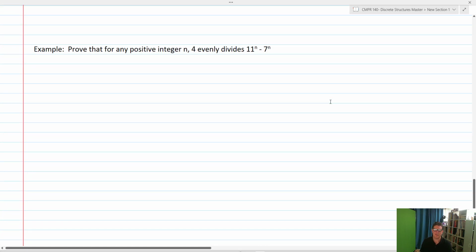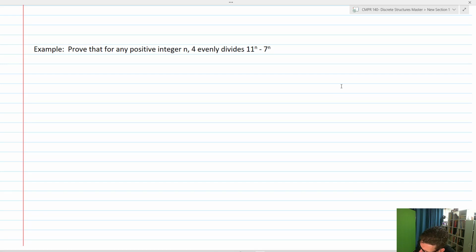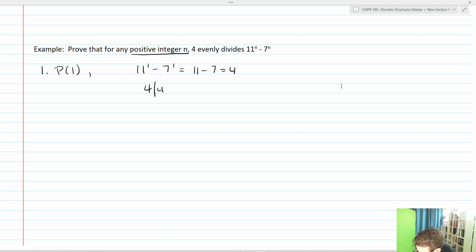Prove that for any positive integer n, 4 evenly divides 11 to the n minus 7 to the n. Again, we're looking at positive integers n, so our basis step is going to be for P of 1. We're going to get 11 to the 1 minus 7 to the 1 is equal to 11 minus 7, which equals 4. 4 divides 4, thus P of 1 is true.